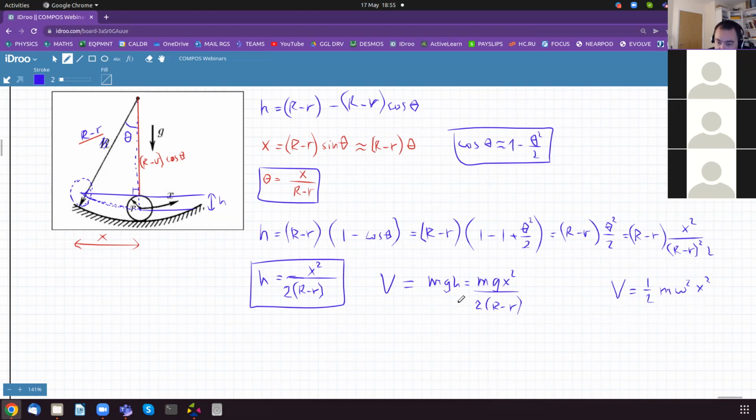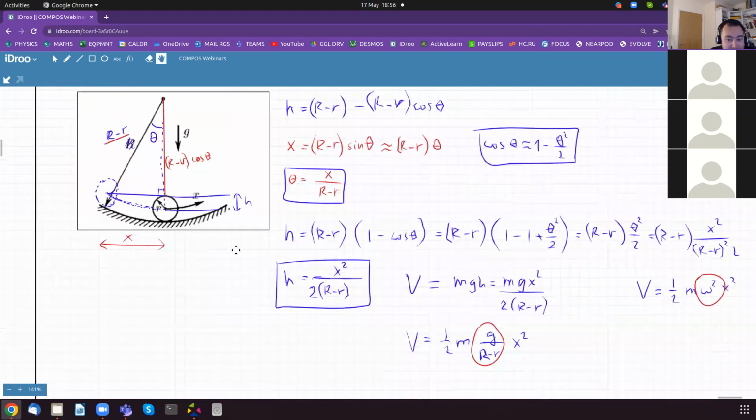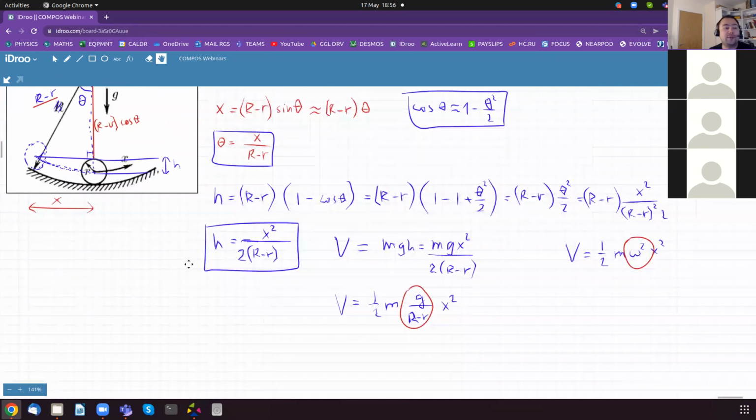Comparing the two equations, we can write it in a slightly different way: 1/2 m g over R minus R x squared. Comparing the two, we can see that this is that. Sometimes using energy is more convenient than using small displacements. So this is another approach of finding omega, because omega is the key parameter of the oscillator.